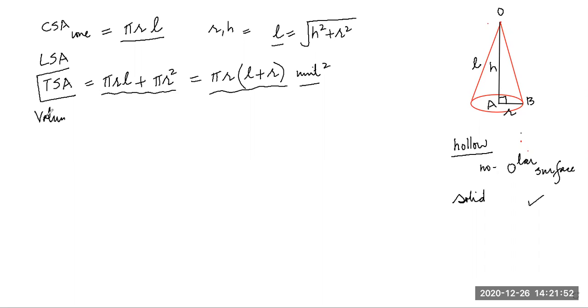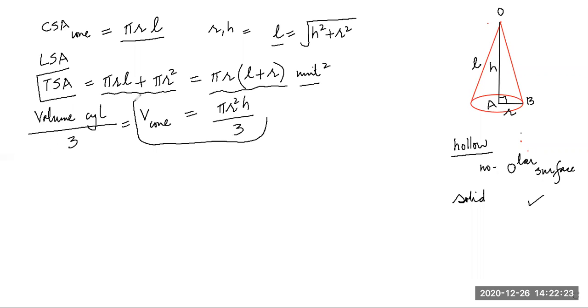So if you remember, students, if we have a cylinder of the same height h and the same radius r, then the volume of that cylinder divided by 3 is equal to the volume of the cone. The volume of a cylinder we know is equal to pi r square h. So pi r square h divided by 3 is the volume of the cone. So these are all the formulas.